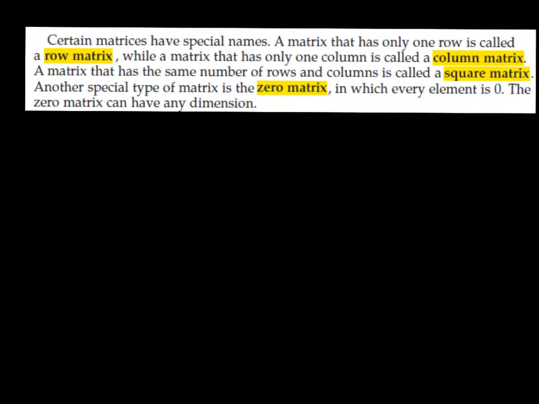Certain matrices have special names. A matrix that has only 1 row is called a row matrix, while a matrix that has only 1 column is called a column matrix. A matrix that has the same number of rows and columns is called a square matrix. Another special type of matrix is a zero matrix, in which every element is 0. The zero matrix can have any dimensions.